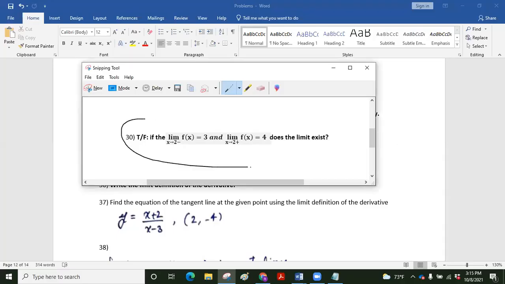This one says true or false. If the limit as x approaches 2 from the left is 3, and the limit as x approaches 2 from the right is 4, does the limit exist? So this is false, correct?